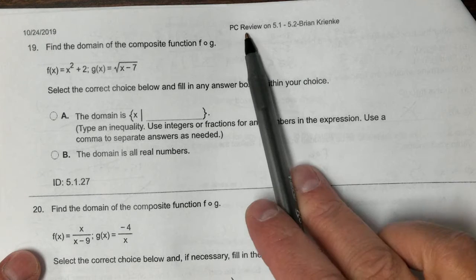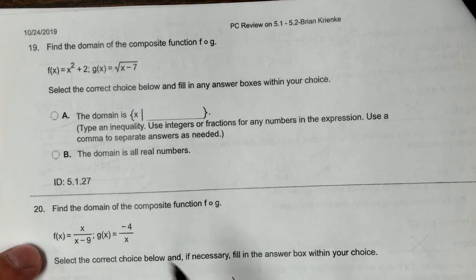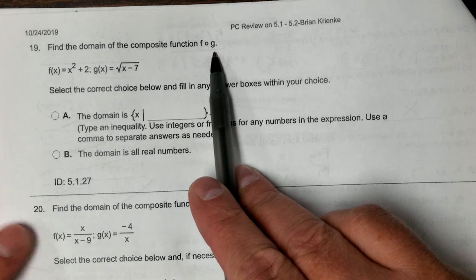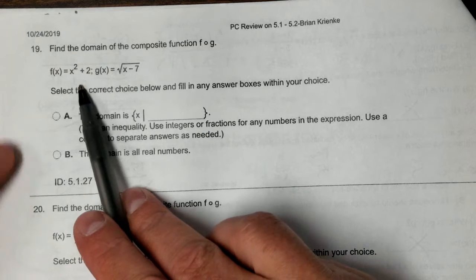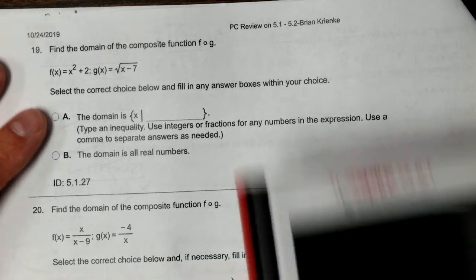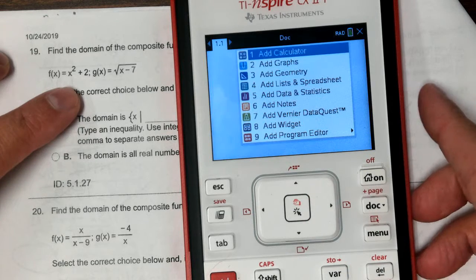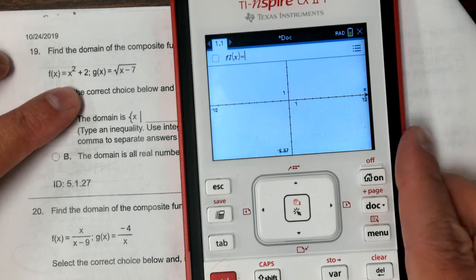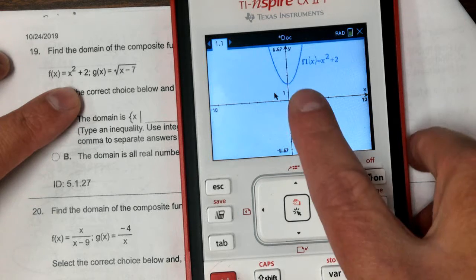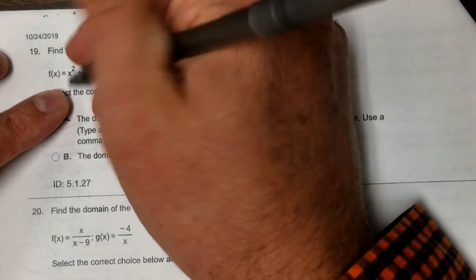Okay, so now we're finishing up the review on 5.1 to 5.2. We're on number 19. Find the domain of the composite function f circle g. So the x squared plus 2, remember, is a quadratic. If you need to graph it, you can, to check the domain. X squared plus 2. So it looks like that. So that'd be all real numbers.